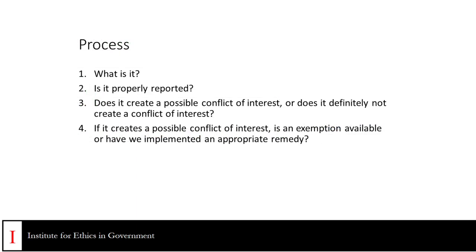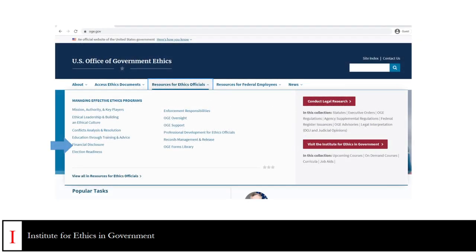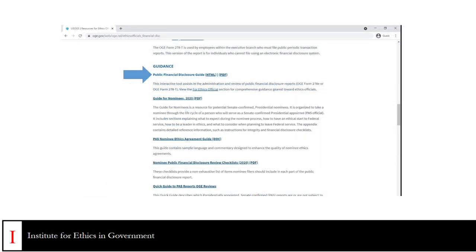Next, we want to know, is it properly reported? And to do that, we can go to OGE's website. And the first place we'll want to look is in the financial disclosure section of resources for ethics officials. And if we go there and scroll about halfway down the page, we'll find some guidance. And the first document is Public Financial Disclosure Guide. I prefer to use the HTML version.